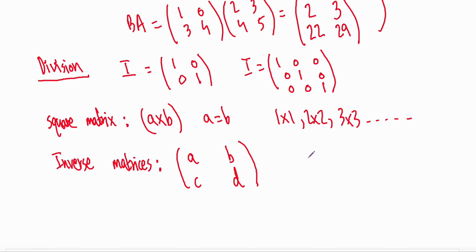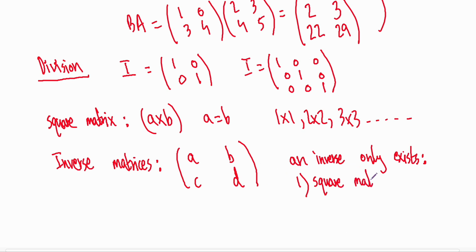So an inverse only exists, and now there are 2 conditions. Number 1, it has to be a square matrix. So you can't find inverses of non-square matrices. It can be 2 by 2, 3 by 3, 1 by 1, 5 by 5, whatever. And the second thing is the determinant, I'm going to explain what that is, is not equal to 0.